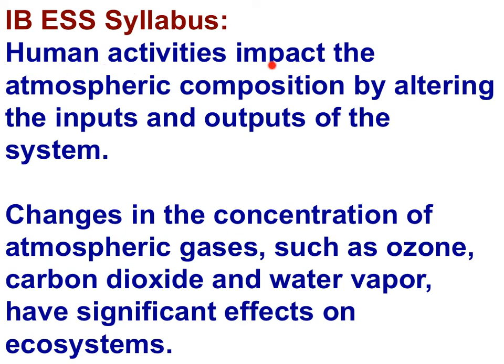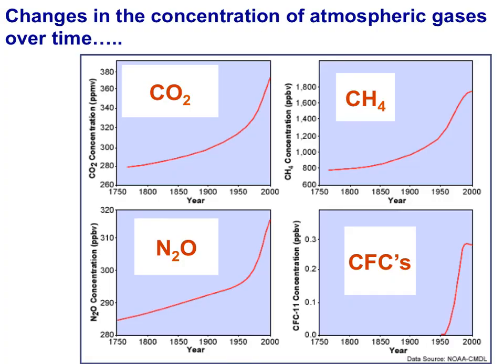Human activities impact the atmospheric composition by altering the inputs and outputs of the system. Changes in the concentration of atmospheric gases, such as ozone, carbon dioxide, and water vapor, have significant effects on ecosystems. The concentration of many of the atmospheric gases, carbon dioxide, methane, nitrous oxide, and CFCs, have increased over time. Human activities have impacted the composition of the atmosphere by altering the inputs and outputs of these gases, and changes in the concentration of these gases has had an effect on ecosystems.